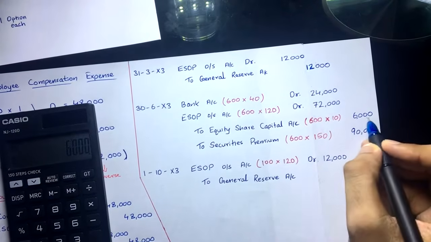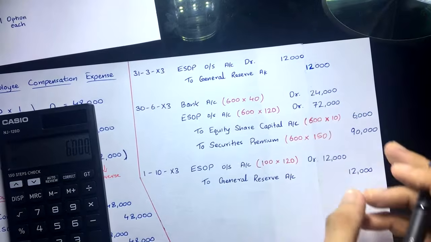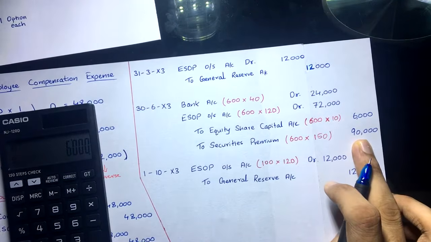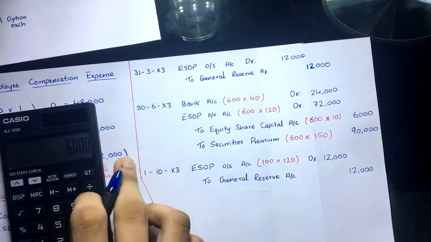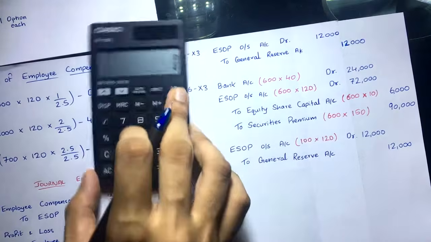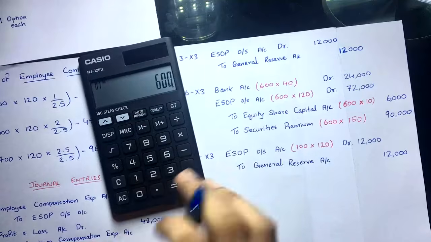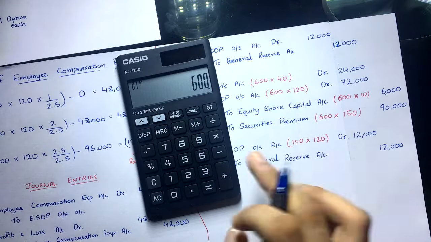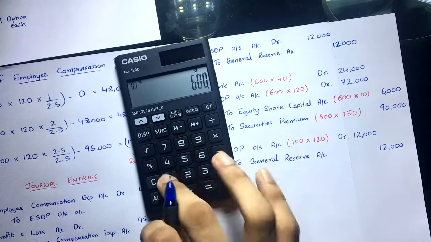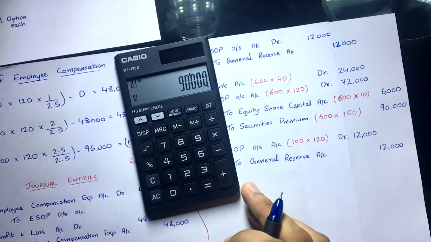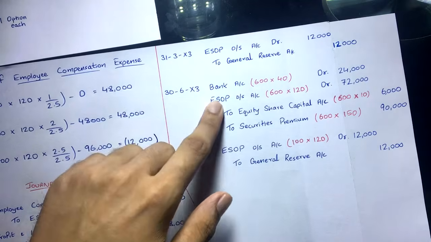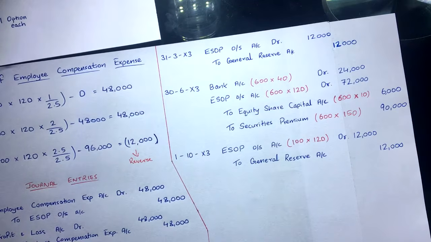6,000 has gone over here. 24 plus 72 is equal to how much? 96. So 96 minus 6, 90 will go to securities premium. You can think like that, or else do the calculation to be exactly precise. Securities premium 600, options have been exercised, and the price over the face value is 150 into 150, that is equal to 90,000. So 90,000 will go to securities premium. So this is the entry you have to pass when the shares are purchased by the employees, when they exercise the option.